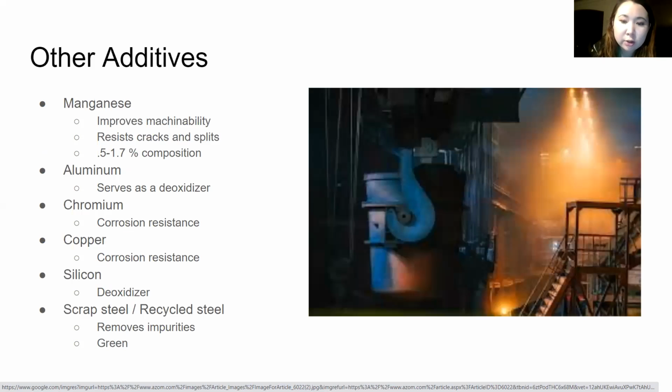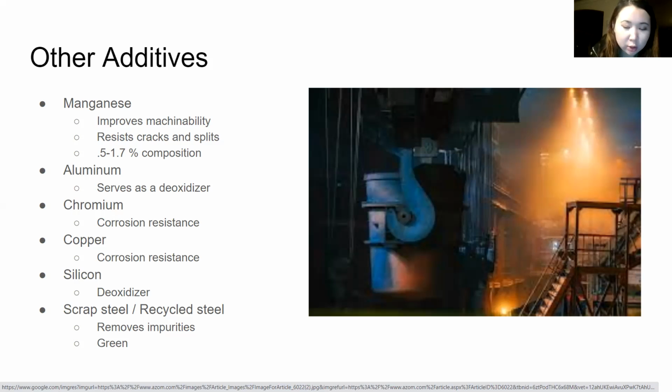Other additives that are seen in structural steel can include, but are not limited to, manganese. Manganese is used to improve machinability, resist cracks and splits. Typically, composition is between 0.5 and 1.7%. Aluminum serves as a deoxidizer. Chromium and copper are both corrosion resistant. And silicon is also a deoxidizer.